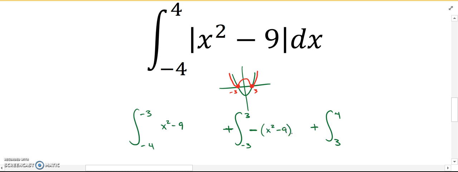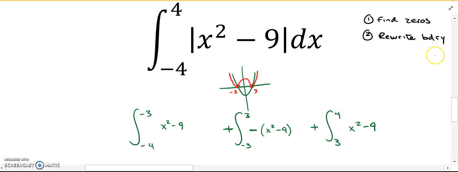Find the zeros. Anytime there's absolute value, you should find the zeros first. Correct. After you find the zeros, you should rewrite your boundaries. Rewriting the boundaries in this situation, I used those zeros to do it. I changed it to negative 3 in the middle.